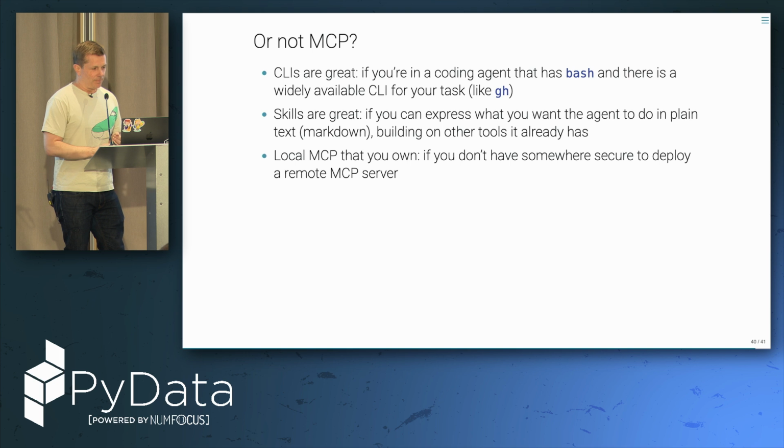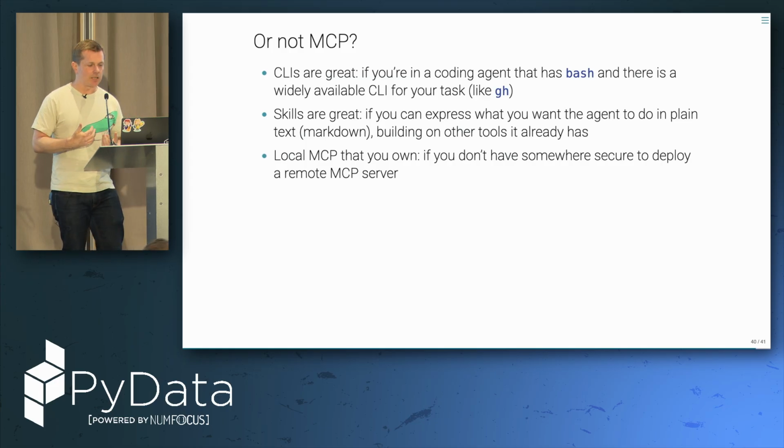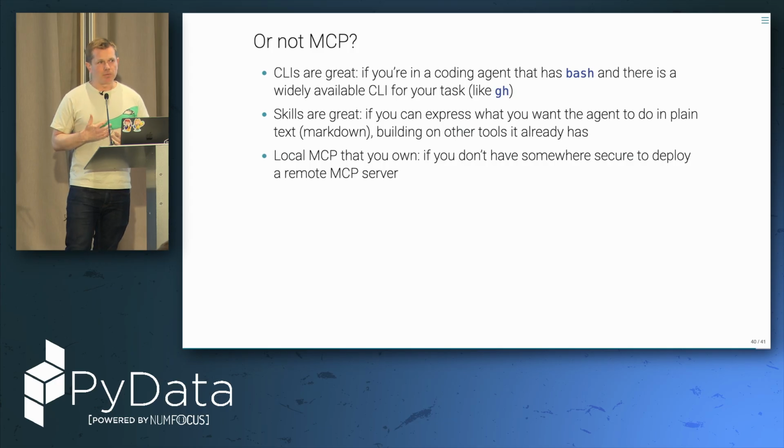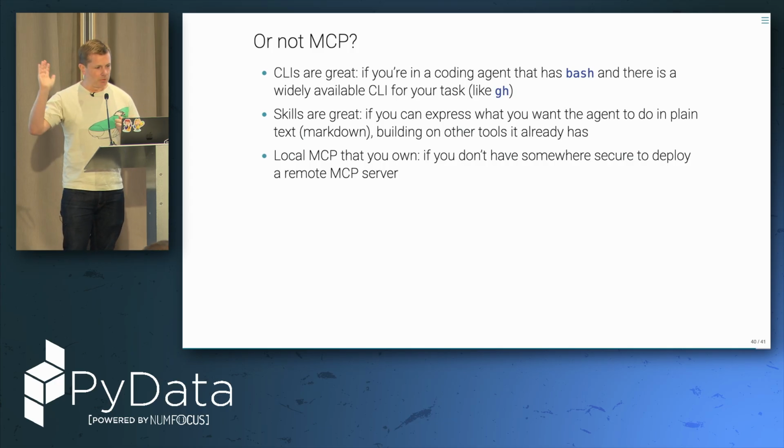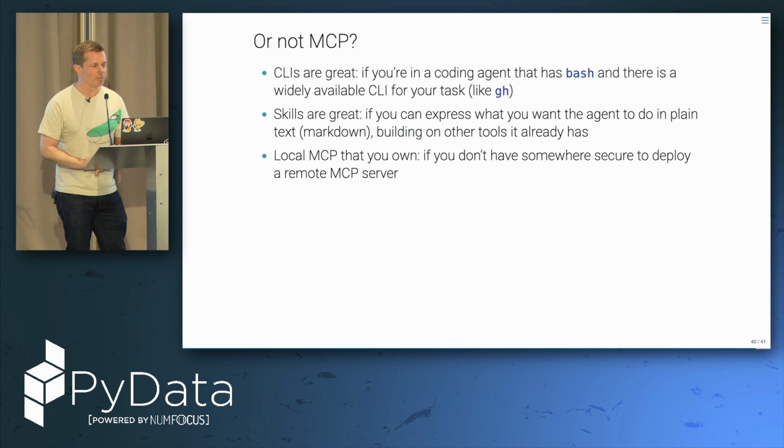Or not MCP. Command line utilities are great. And if there's one that you want to use that's widely available and in the training data, and you're in an environment where your agent can call bash and call the tool, great, use it. You don't need to use the GitHub MCP if you have gh. I've got a number of different agent things deployed in different places. Some of them explicitly say, use gh, do not try to use GitHub MCP. You don't have GitHub MCP.